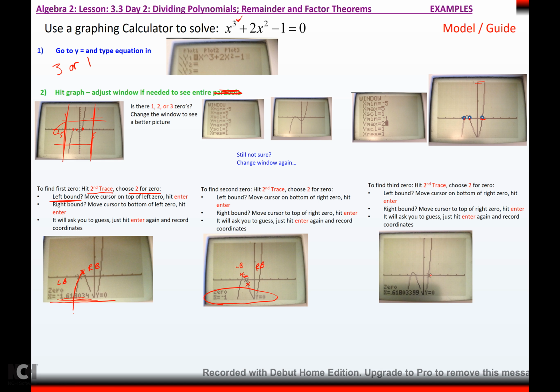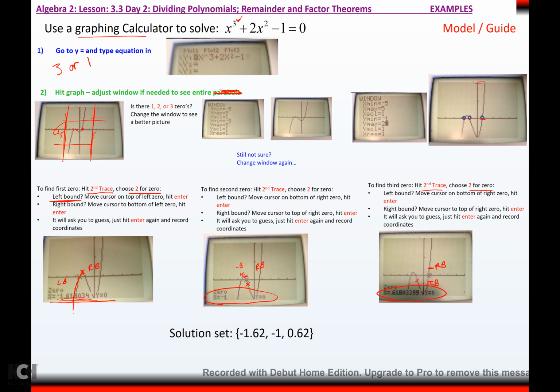Alright, and so I move my cursor over here. Again, you're going to do second trace and choose 2 for 0. Okay, left bound. Now you left off right around here. So now you want to get close to this 0, but don't touch the x-axis. Stop before you get there and hit enter. That's your left bound. Then get past it, and that'll be your right bound. Enter through your guess, and again, that one's not a very pretty number either. But if you're told to use a graphing calculator to solve, we have all three solutions. Okay, my solution set, if I round, is -1.62, -1, and 0.62.